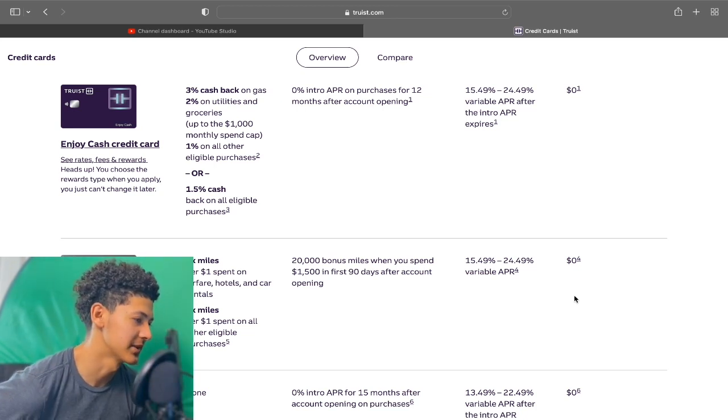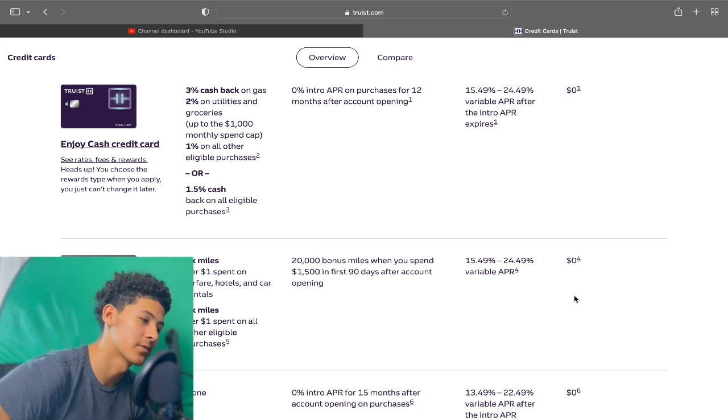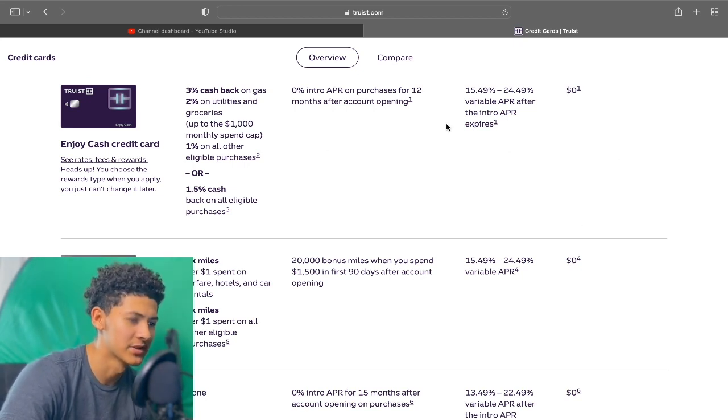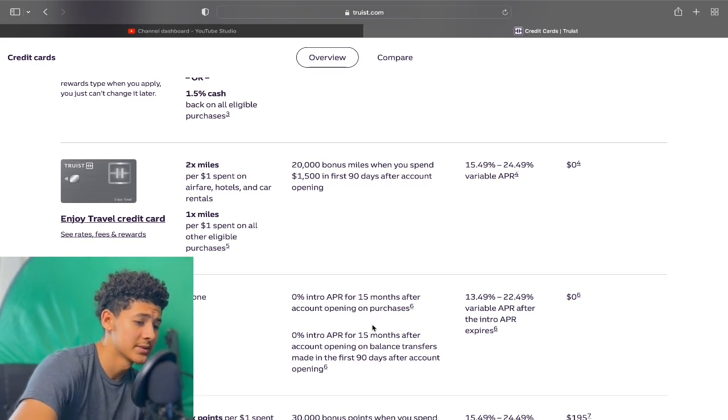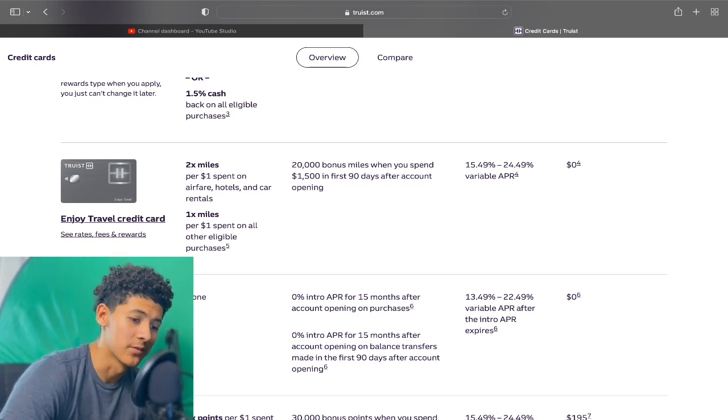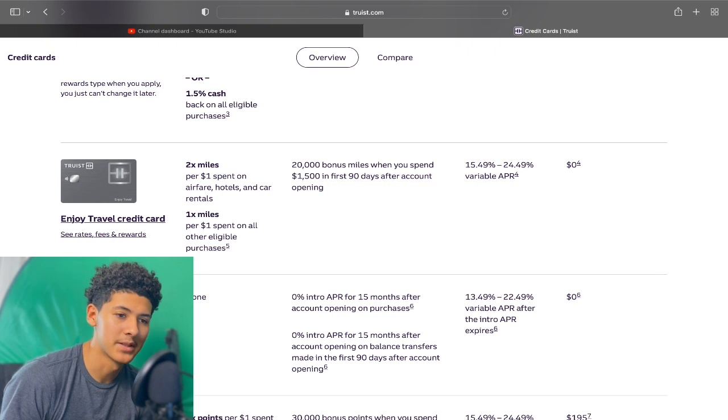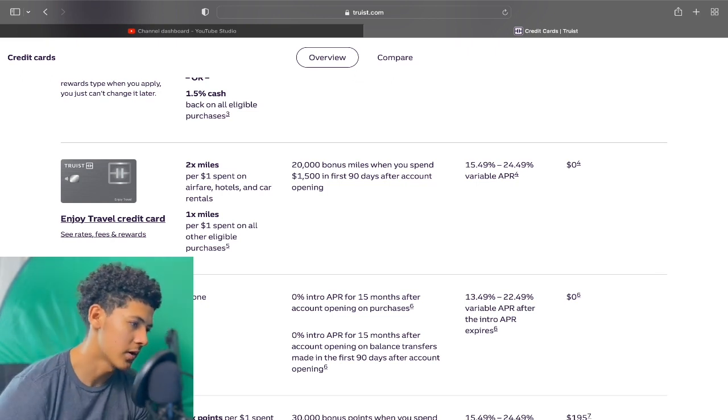What else didn't I tell y'all? 0% interest offer for 12 months. They have this one, this swipe right here, 12 months, 0% interest on purchases only, not balance transfers. They got one for 15 months on purchases and balance transfers, which is the future credit card. So it just depends, right? Hopefully y'all pre-qualify for all the offers.